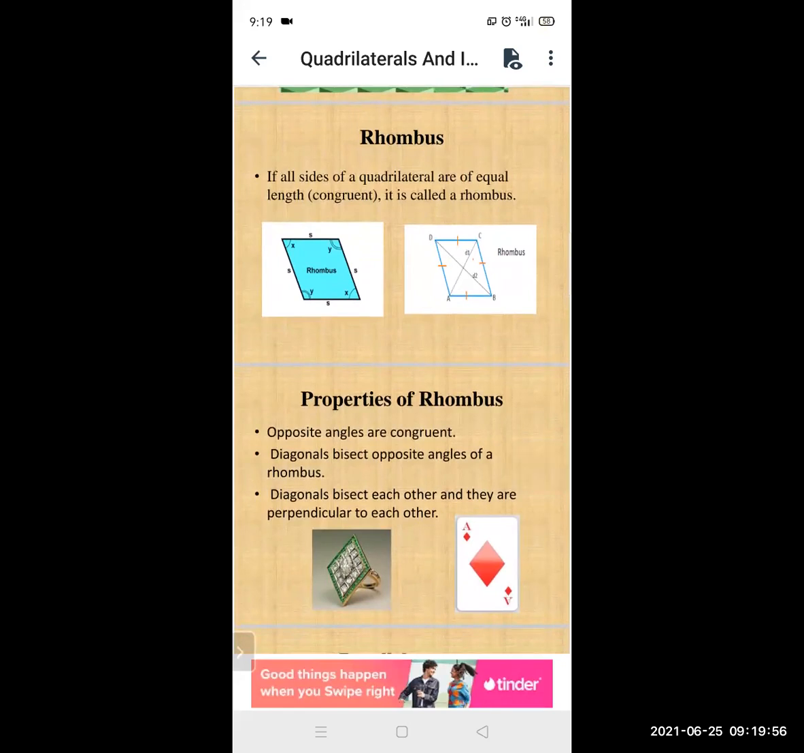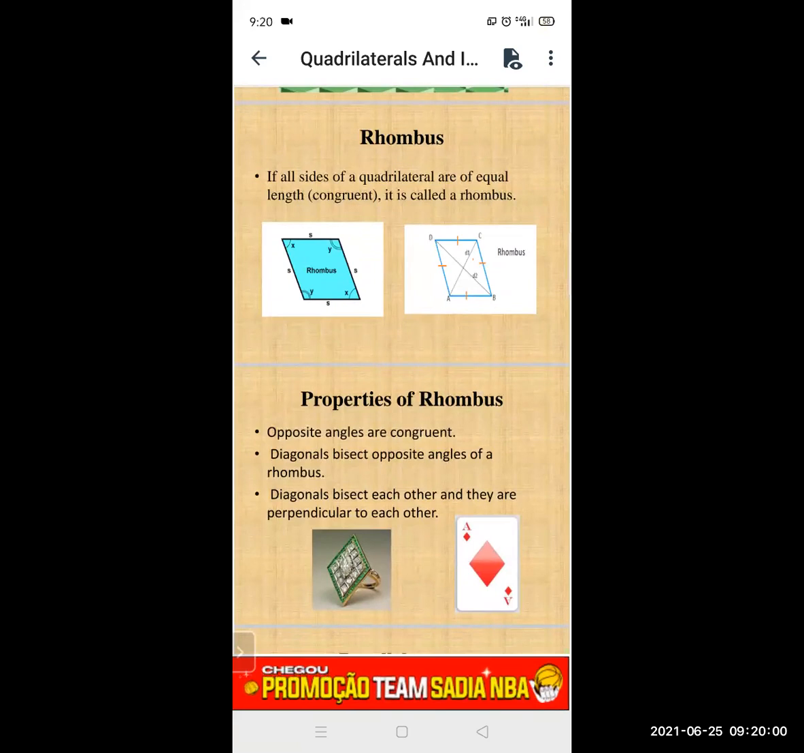Now what is a rhombus? If you see the figure clearly, first we will see the definition. If all sides of a quadrilateral are of equal length, meaning congruent, it is called a rhombus. Only the sides are the same.